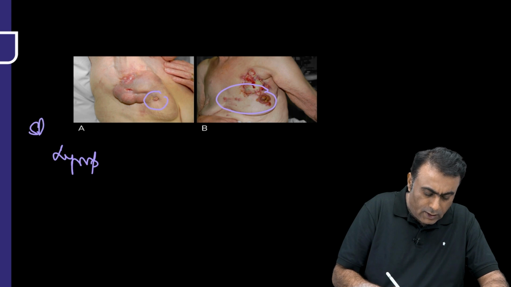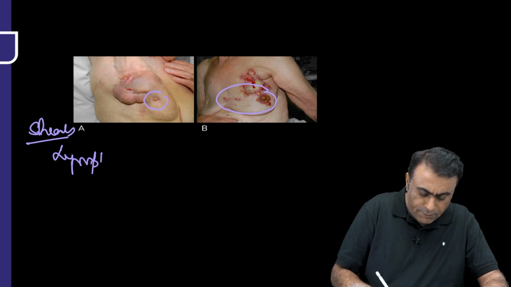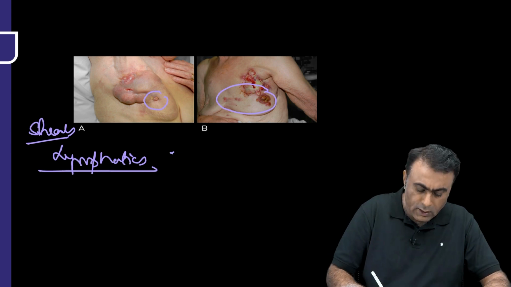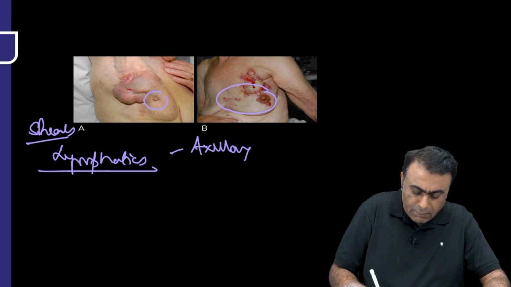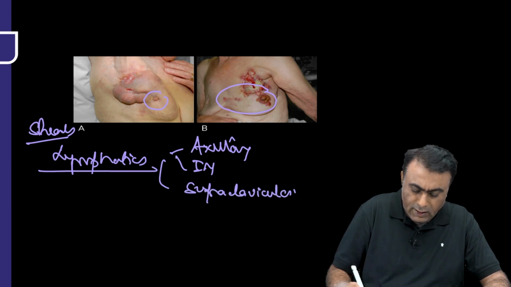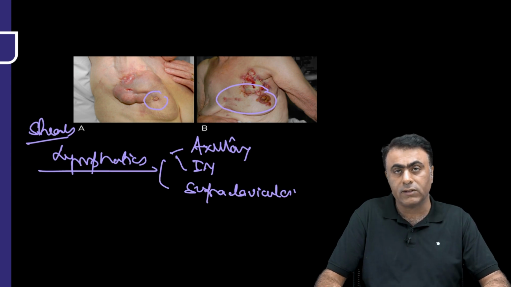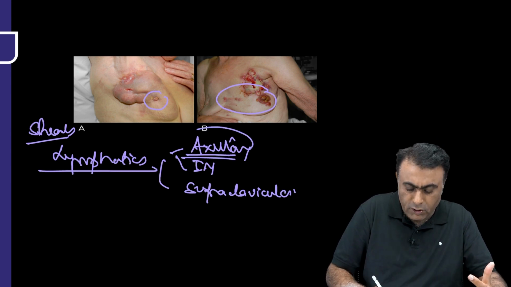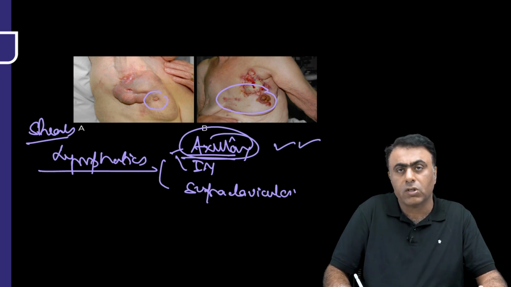Very, very commonly it spreads by lymphatics. And by lymphatics, as we all know, it can go to the axillary lymph nodes, the internal mammary lymph nodes, and it can even involve the supraclavicular lymph nodes. Out of these, definitely the maximum chance of involvement is of the axillary lymph nodes, which are involved most commonly.